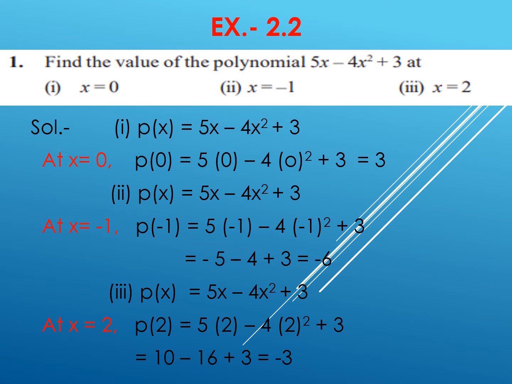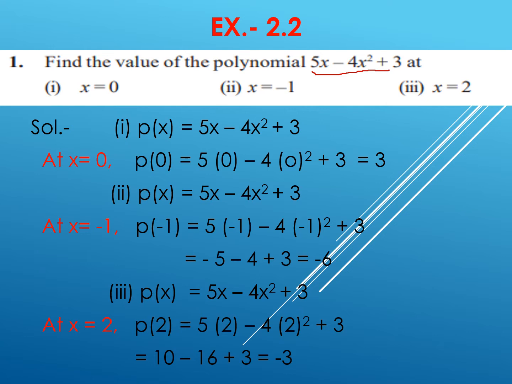Now let's start exercise 2.2. Question number 1 is, find the value of the polynomial 5x minus 4x squared plus 3 at, now three different parts are given. The first part is at x is equal to 0. Now here the polynomial is given with variable x. Now what we have to do? We have to put the different values of the variable and then find the value of the given polynomial.